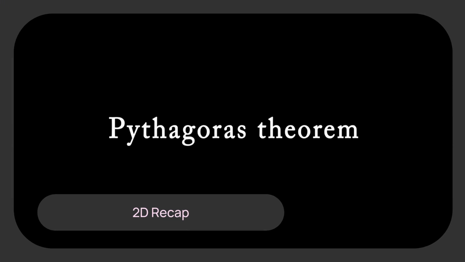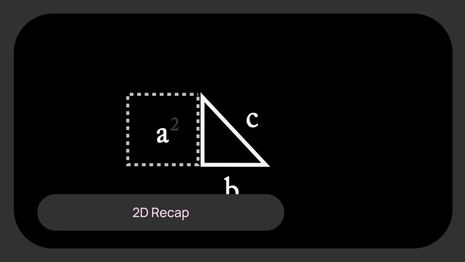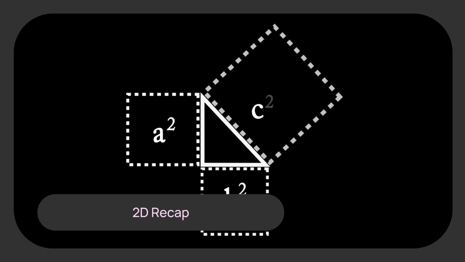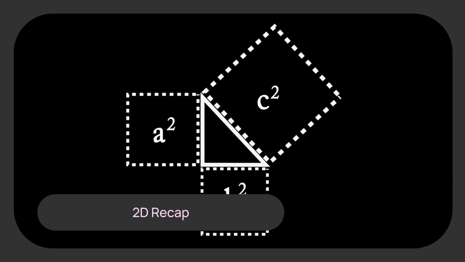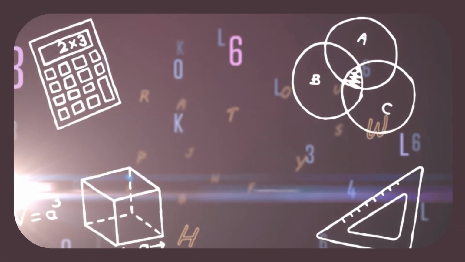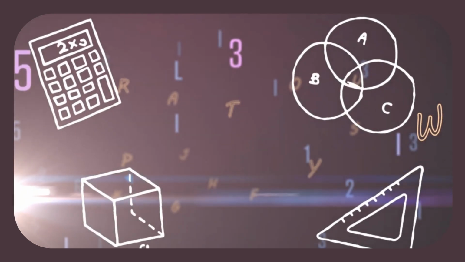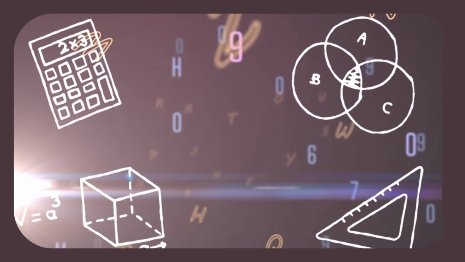First, a quick recap of the 2D Pythagorean theorem. a squared plus b squared equals c squared, where c is always the hypotenuse of a right-angled triangle. In 3D, we're looking for diagonals within solid shapes, which often means applying Pythagoras more than once. It's a step up, but totally manageable.